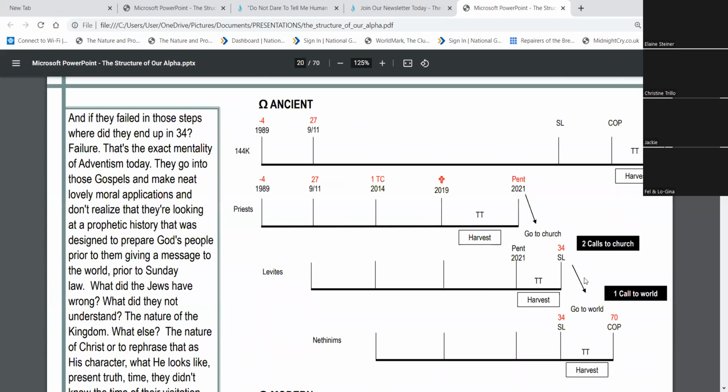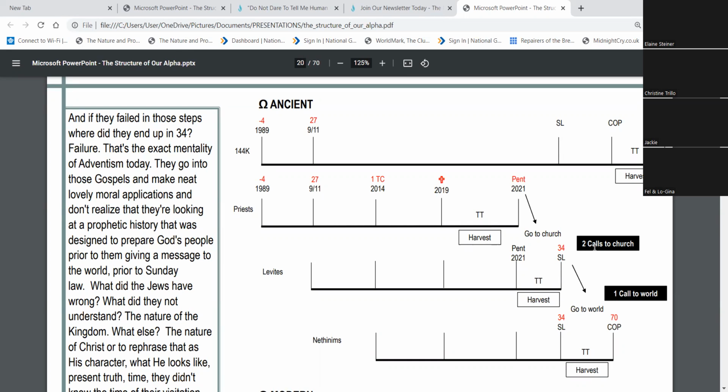Like, look at that and compare it to people that are in the movement that don't watch the presentations or read the articles and then expect to pass the test. And if they failed in those steps, where did they end up in 34? Failure. That's the exact mentality of Adventism today.